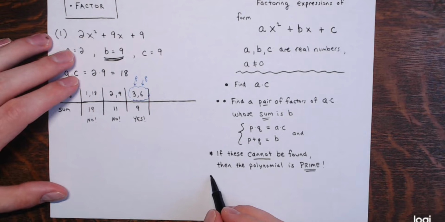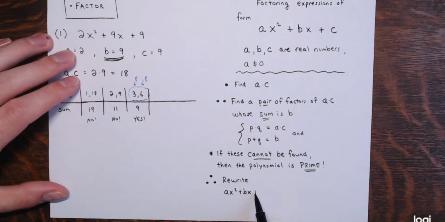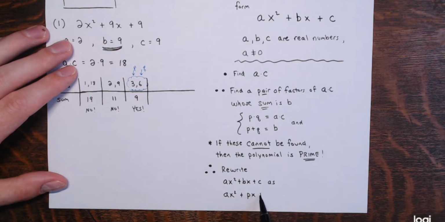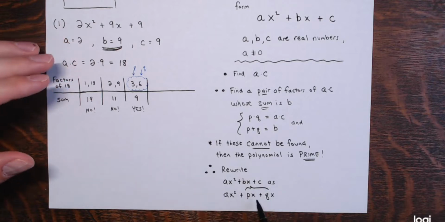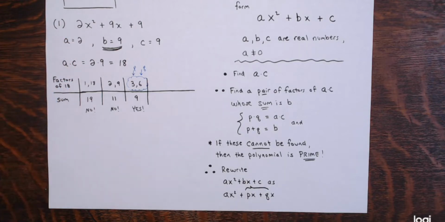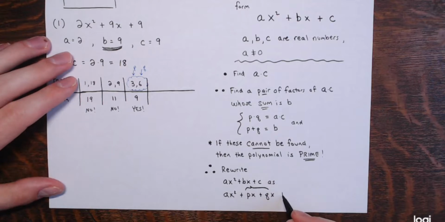Alright, then the next step, third step, going to rewrite ax squared plus bx plus c as ax squared plus px plus qx. Alright, so you're just rewriting that middle term. Rewriting bx as px plus qx, right? And, again, p and q are those factors of a times c that add up to b. And then you still got the plus c.